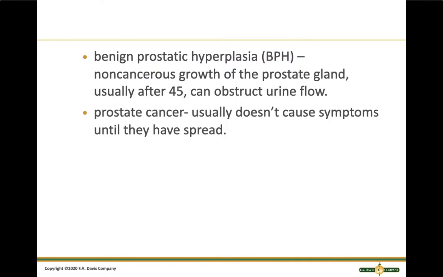Then we need to know about some prostate disorders. So benign prostatic hyperplasia, or BPH, is non-cancerous growth of the prostate gland. Usually occurs after age 45. It can obstruct urine flow, so it causes problems that way. Now we have Proscar that can treat this. Prostate cancer is cancer that develops somewhere in the prostate gland. Usually it doesn't obstruct urine flow, so it's not noticed. We don't notice symptoms until they've spread. Prostate cancer right now is the second leading cause of cancer death in men.